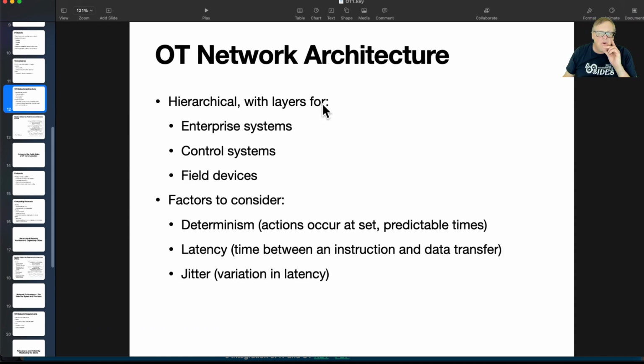So the OT network architecture is hierarchical. You've got field devices, the actual equipment, then you've got control systems that control the equipment, and then you have enterprise systems above that, which operate at a higher level. So here are some factors. You want determinism. You want to make sure that when the same situation occurs, the same result will happen every time. You want to control the latency, the time between issuing a command and the actual result of it, and you want to minimize jitter, which is the variation in latency.